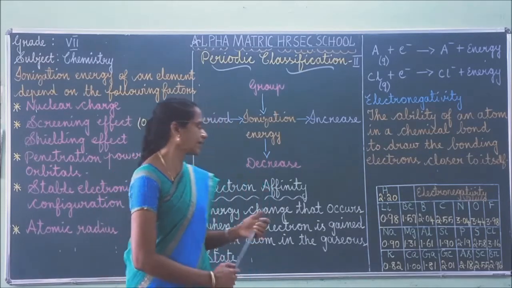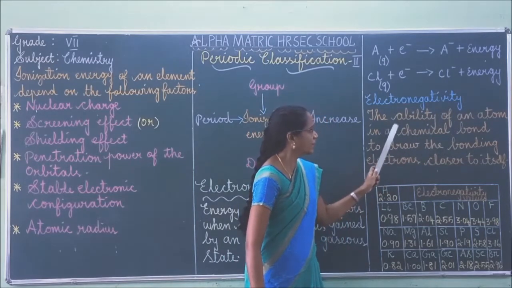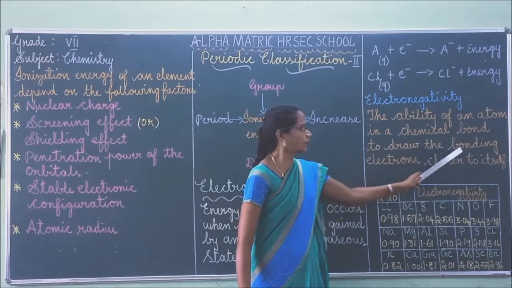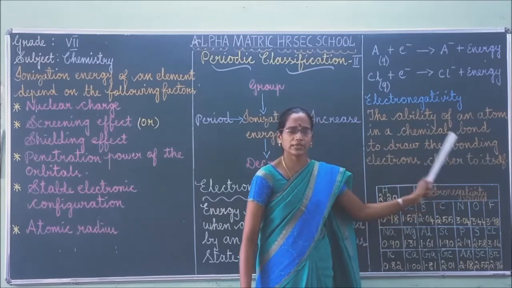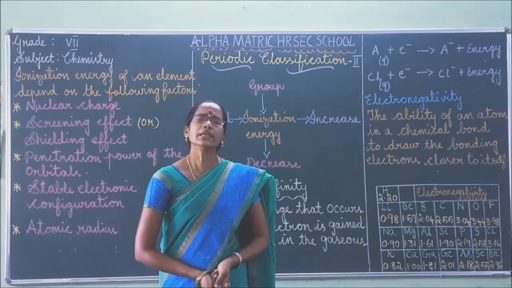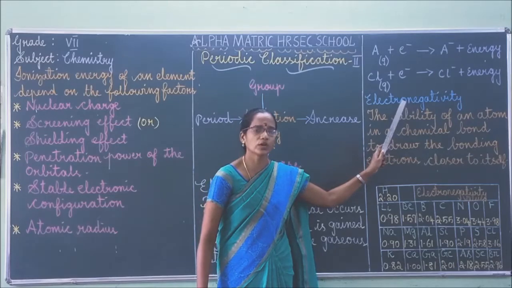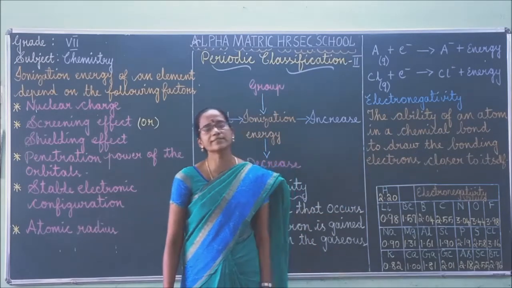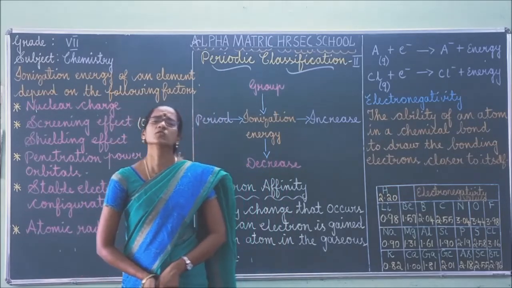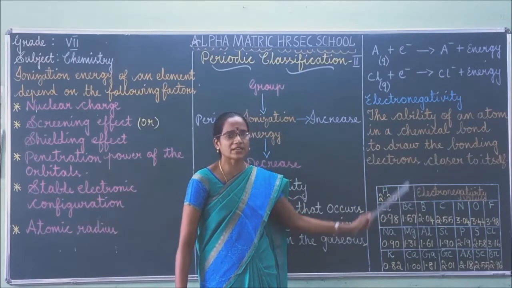Okay, so electronegativity of an element is defined as the ability of an atom in a chemical bond to draw the bonding electrons closer to itself. This is called electronegativity. Pauling scale is mainly used to determine electronegativity. What is that? Pauling scale. So the electronegativity values of some elements are given here.